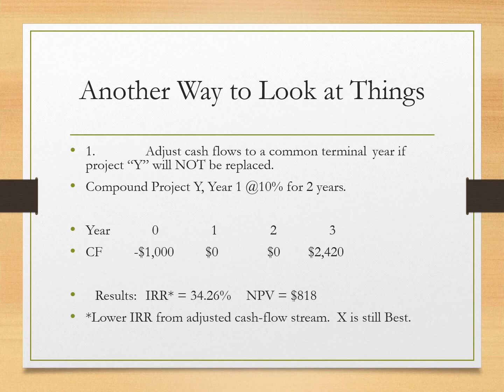So what we have done here is that we have compounded the cash inflow at first year for the next 2 years. Project Y received 2000 in the first year; if we compound it at 10%, which is the required rate of return, for the next 2 years, does the result change or not? The result is $2,420 at the end of third year.